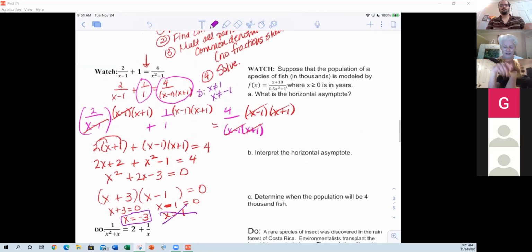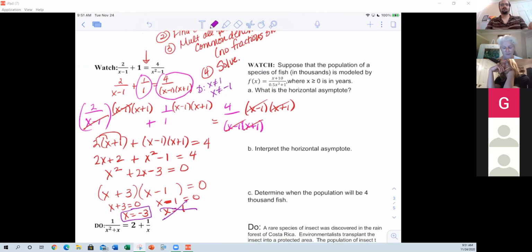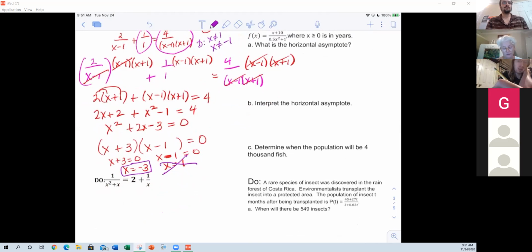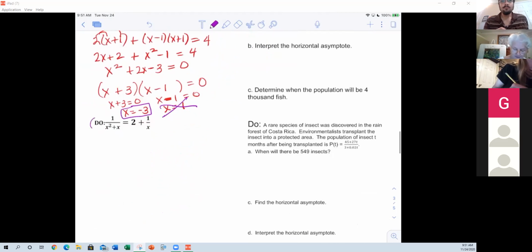So this has a whole bunch of stuff going on. You have to first find the common denominator, multiply everything through by the common denominator, simplify it, and then solve the problem, which, if it's quadratic, means you have to set it equal to 0 and factor it, set the factors equal to 0, and then make sure you check your answers because they may or may not be in the domain of the function or the equation. So I want y'all to try this one.